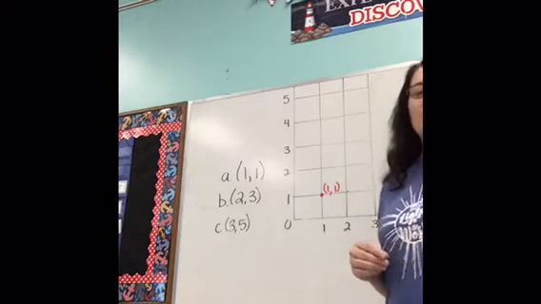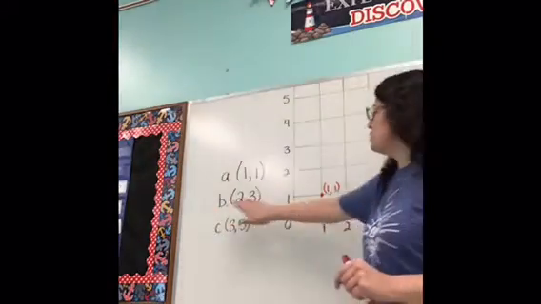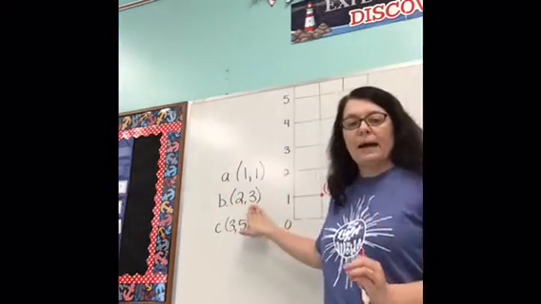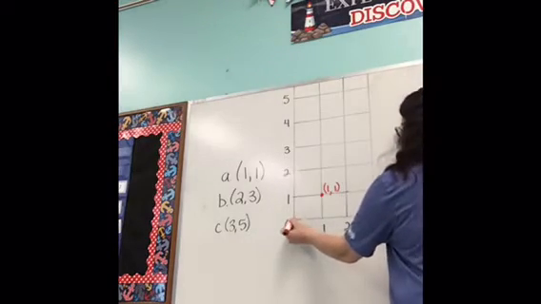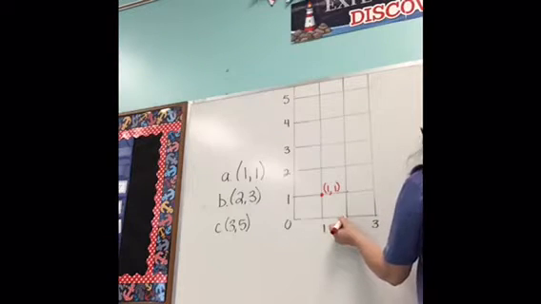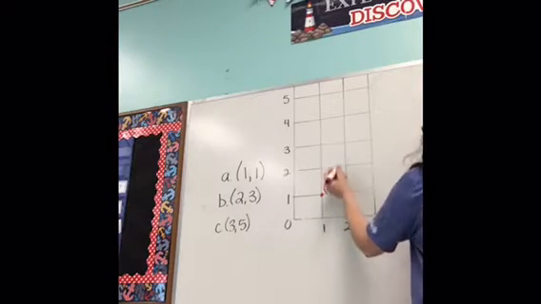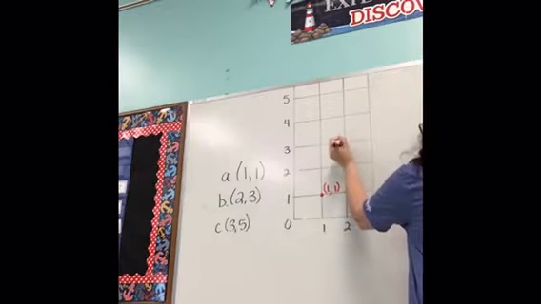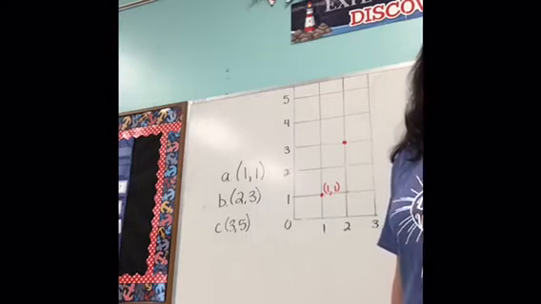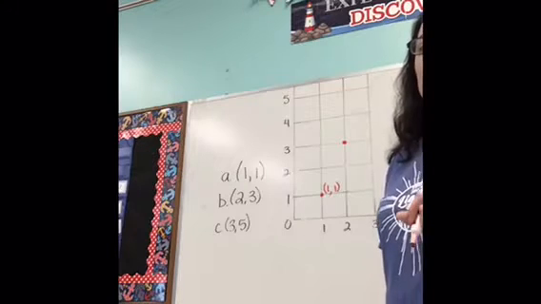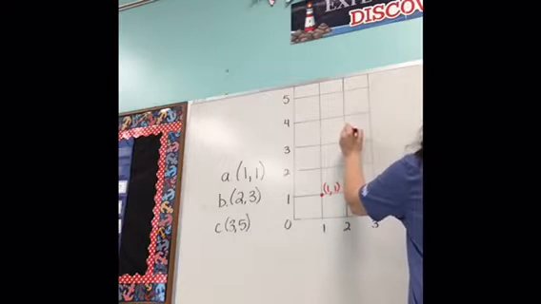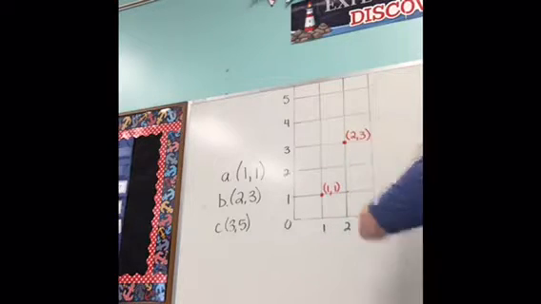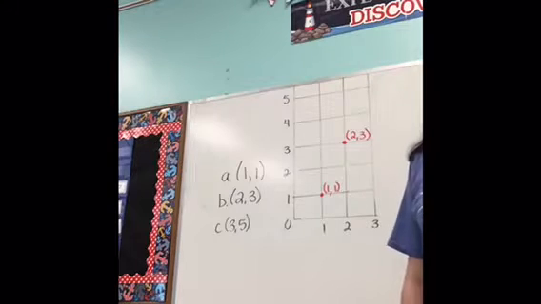Good. Now let's look at letter B. For letter B, it says 2, 3. We're going to go back to 0, and we are going to start there. We are going to go 2 across, 1, 2 across, and 3 up. 1, 2, 3 up. So we went 2 across and 3 up. We put a dot where we find 2, 3. And then let's write that point, 2, 3, next to the dot so that we know when we're looking at our work that that is the point for 2, 3.